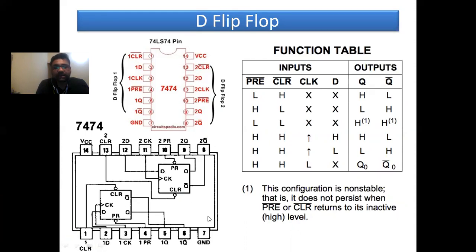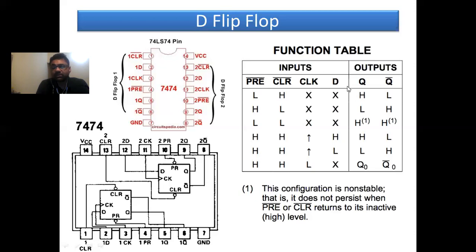Then you have preset and clear. Now preset and clear both are asynchronous inputs. Then you have clock, and then you have output Q and complemented output as Q bar. So this is the function table for D flip-flop. As you can see, when preset is low and clear is high, that means it will work in preset mode.